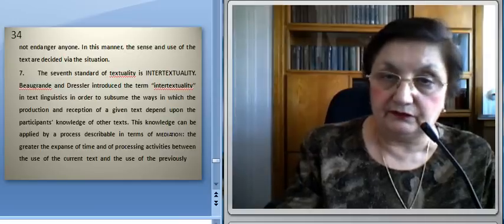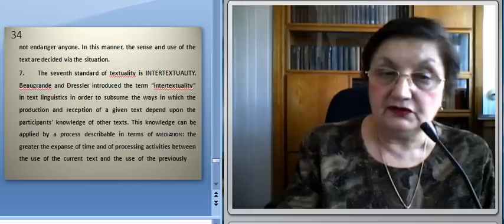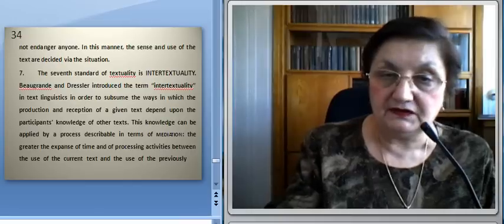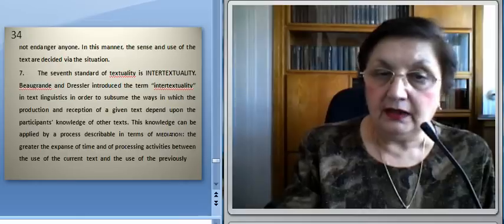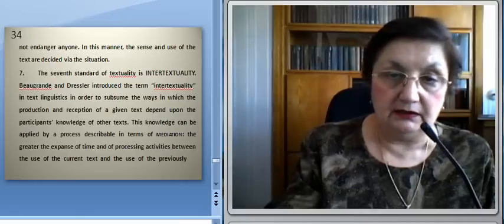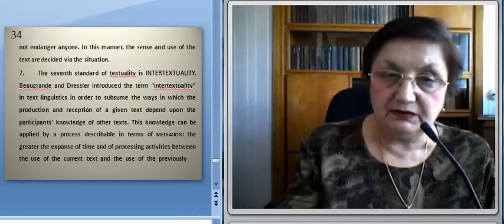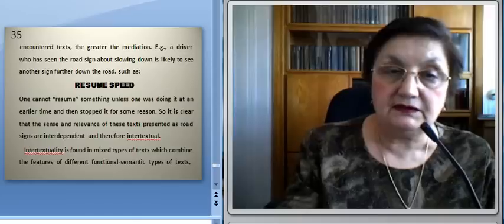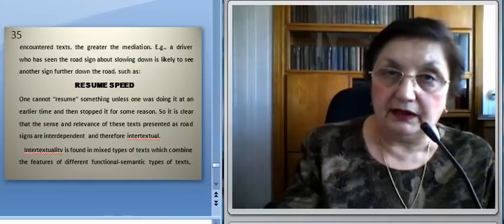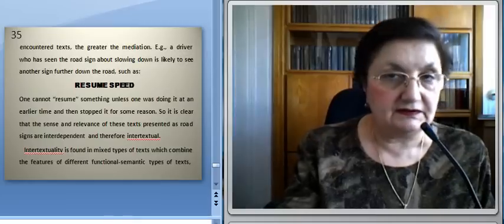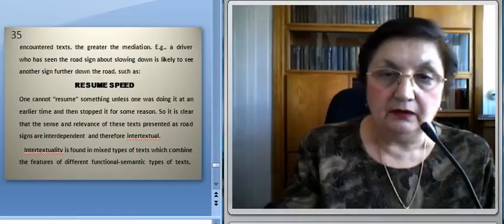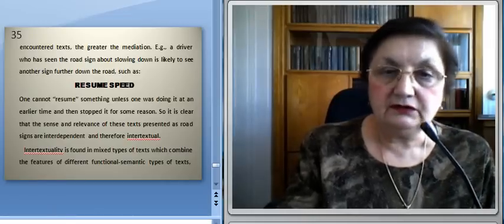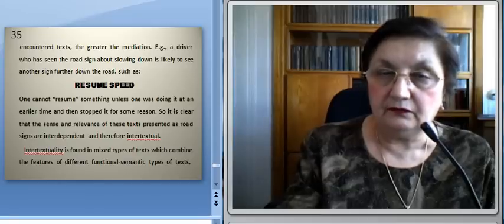For instance, a driver who has seen the road sign about slowing down is likely to see another sign further down the road, such as resume speed. One cannot resume something unless one was doing it at an earlier time and then stopped it for some reason. So, it is clear that the sense and relevance of these texts presented as road signs are interdependent and therefore intertextual.